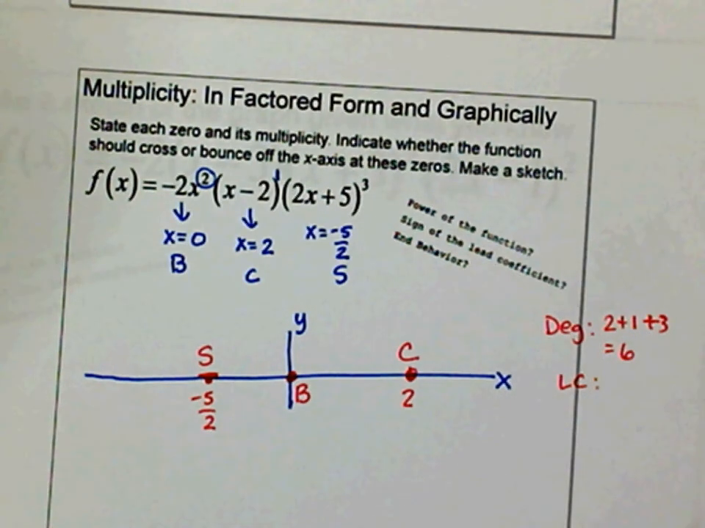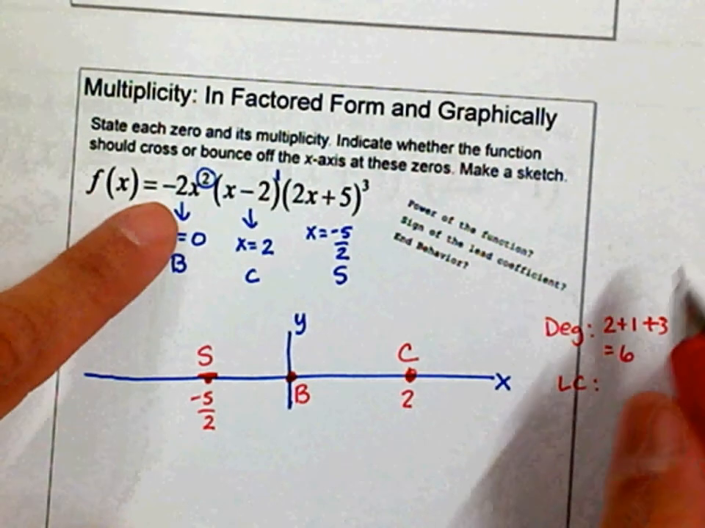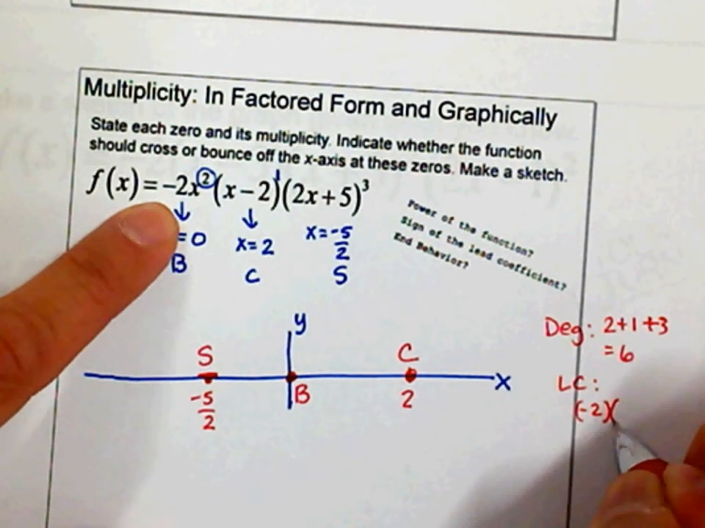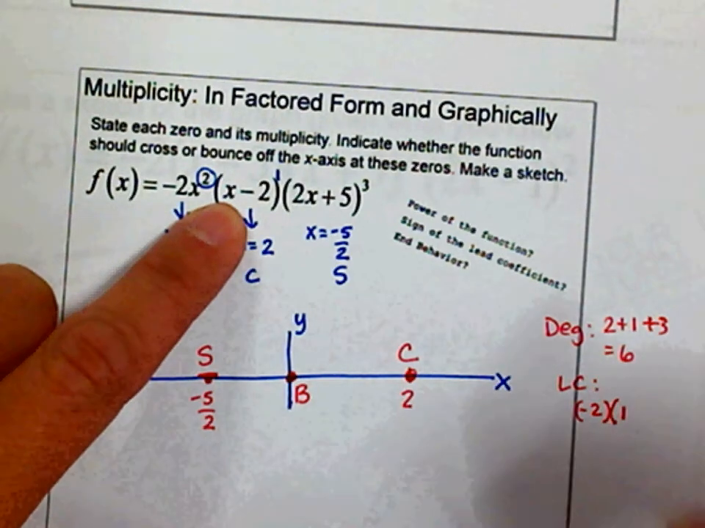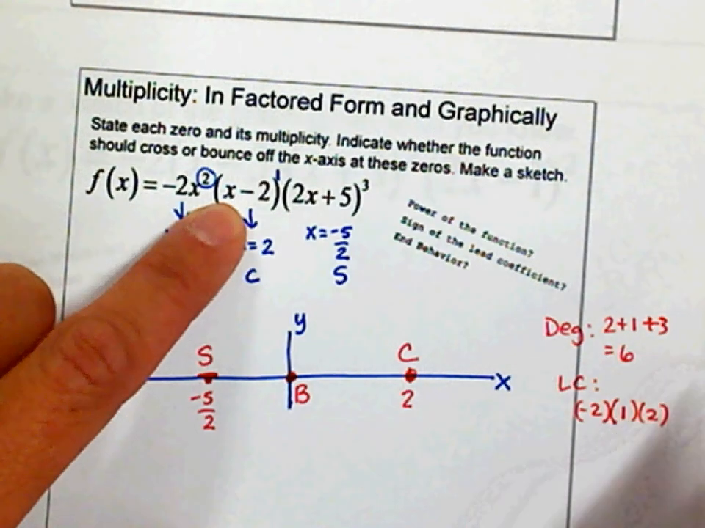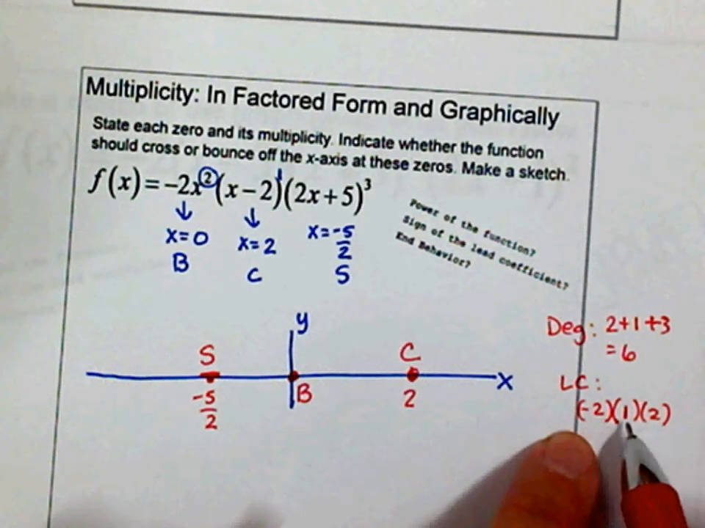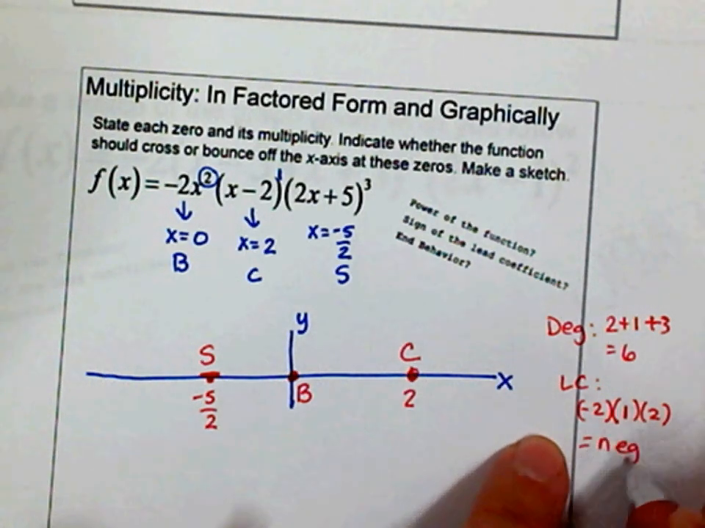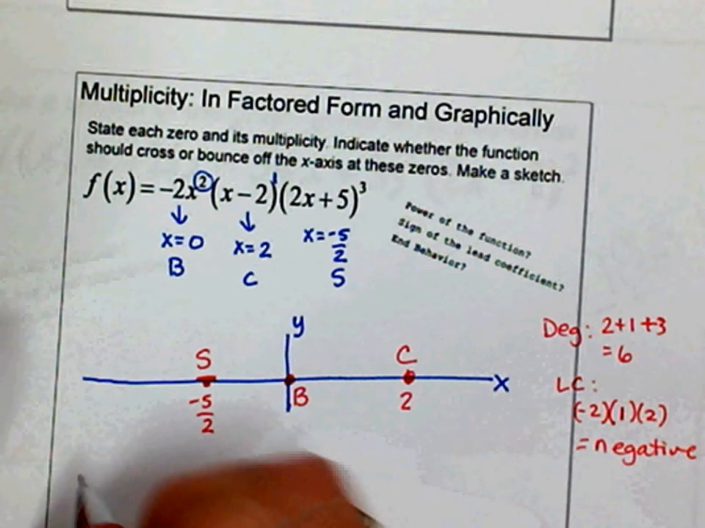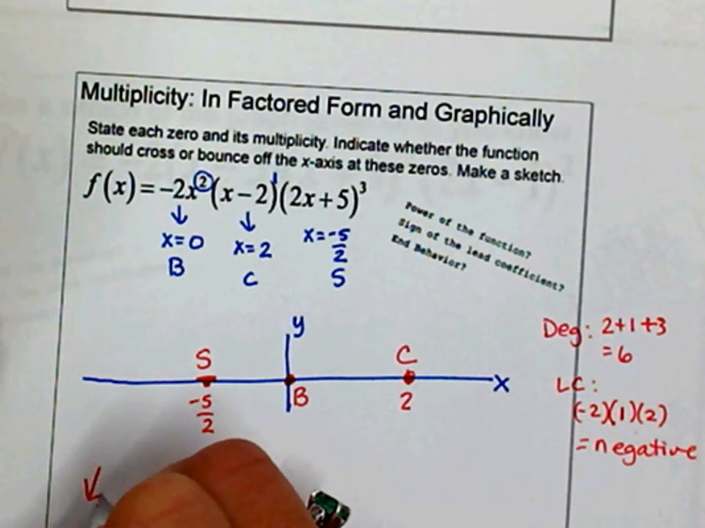Do you guys notice I'm only looking at the very first term? Times 2. Negative times a positive is a negative. So my graph is going to start down here, and it's going to end down here. You guys agree? Right? Okay, so here we go.